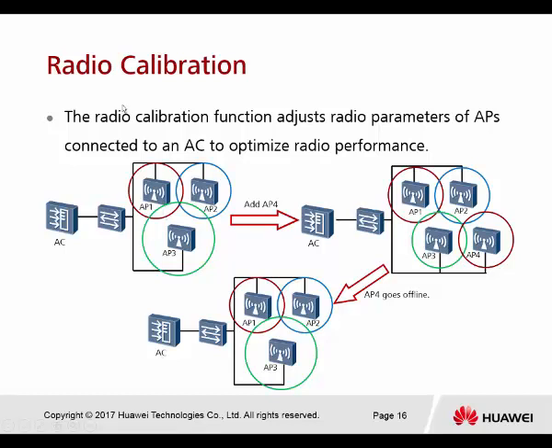Right, so what is the calibration? Now we have three APs. As shown, you notice AP number one and AP number two, this is the BSA, the coverage area. When you compare with the AP number three BSA, AP number three has wider coverage compared with AP one and AP two.